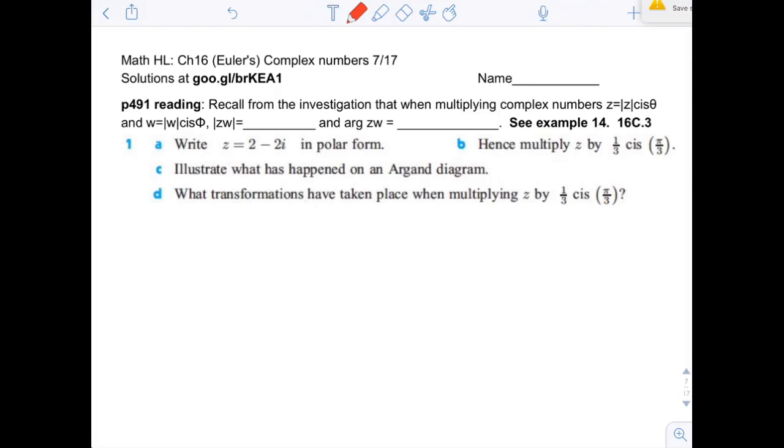Page 7 of Math HL, Chapter 16, Euler's and Complex Numbers.